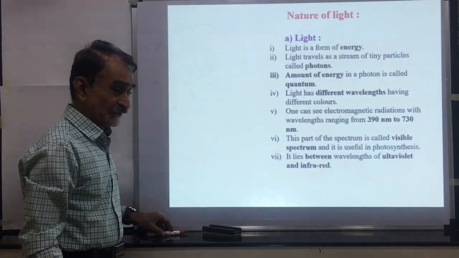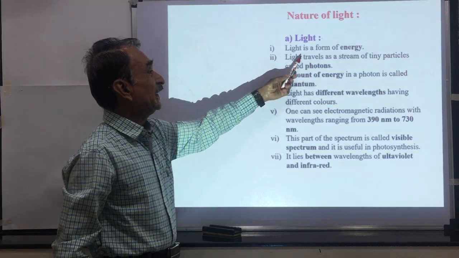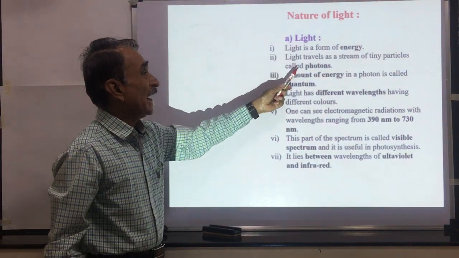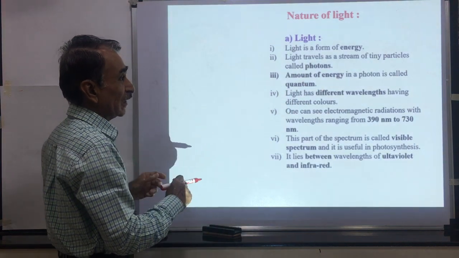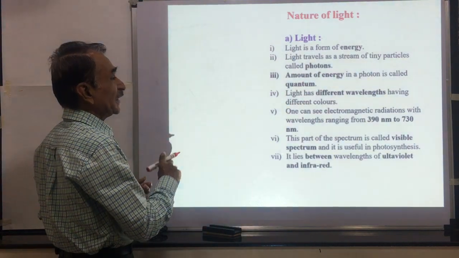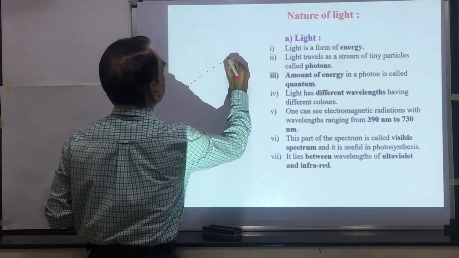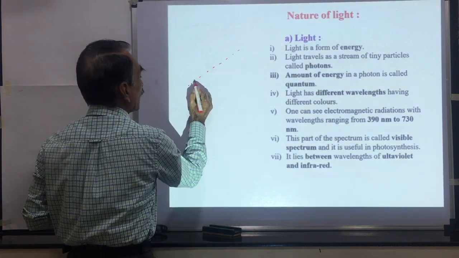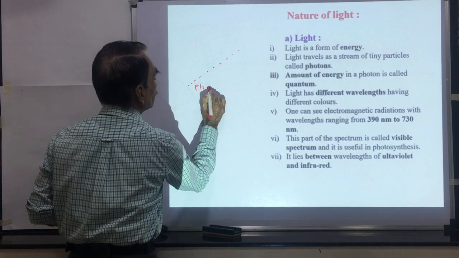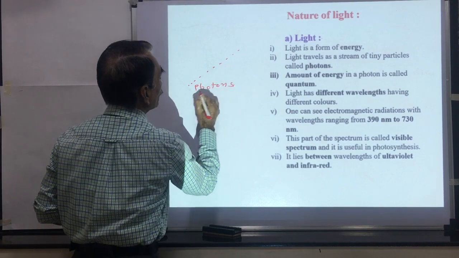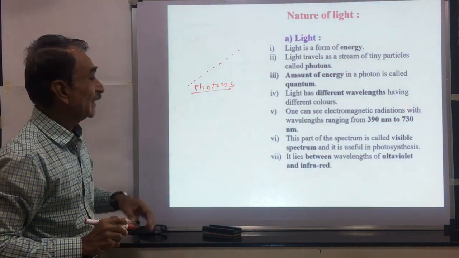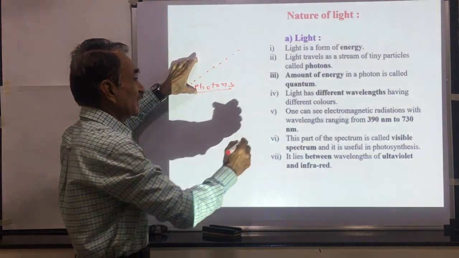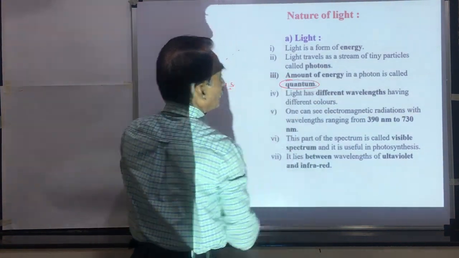The nature of light. Light is a form of energy. Light travels as a stream of tiny particles, and these tiny particles are called photons. The amount of energy present in a photon is called a quantum.